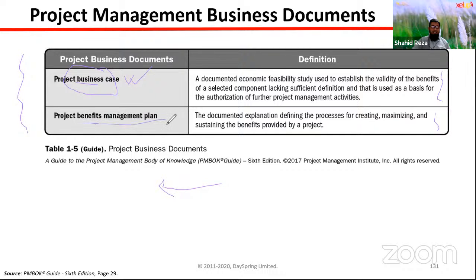And what is the benefits management plan? In the business case, I have mentioned that these are the benefits I am going to get. So in the benefits management plan, how I am going to achieve the benefits, when I am going to achieve the benefits, and who will realize the benefits will be mentioned. All right. So these 2 documents you have to have in your hand before starting the project.